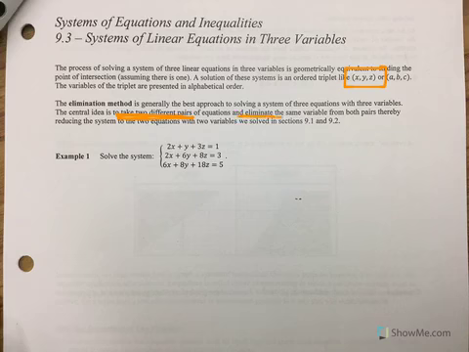The main idea is to take 2 different pairs of equations, and we want to eliminate the same variable from both pairs. So the most important thing here is that we're getting rid of the same variable so that we can reduce this 3 by 3 system to a system of 2 equations with 2 variables, a 2 by 2 system. So let's take a look at this.